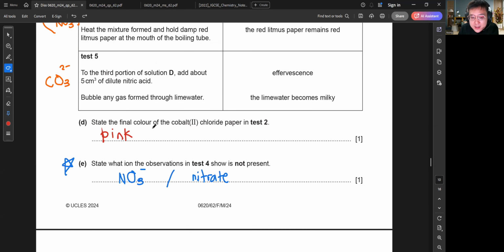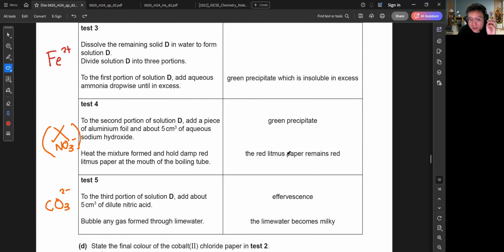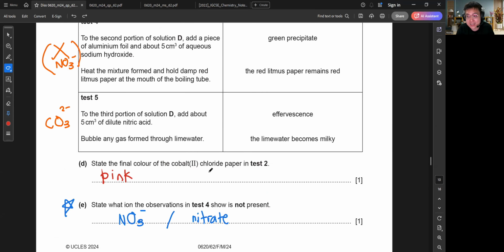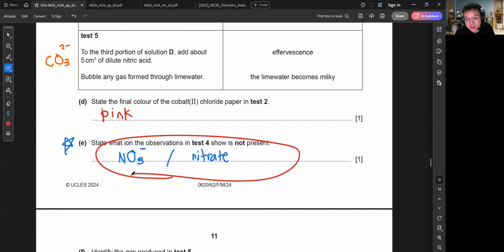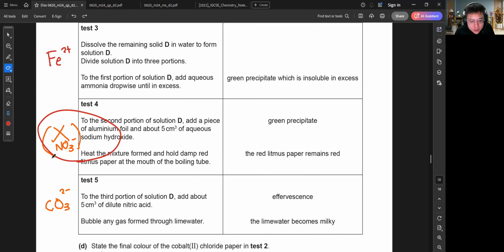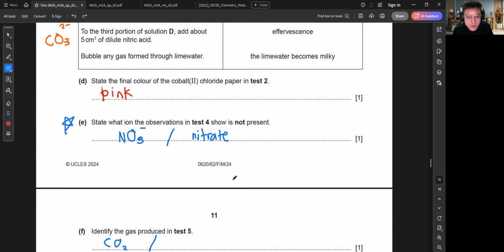Now let's come over here. State the final color of cobalt 2 chloride paper in test 2. So here they just say changes color, because down there they want to ask us. So this one you have to look back at the water chapter. When there's water, especially for cobalt 2 chloride, it will turn pink. This one you have to refer to your notes, all right? And then the next one is this one here. State what ion observations in test 4 is not present. So in test 4, it showed us that it is not NO3 minus. So either you write NO3 minus or you write nitrate with an ATE at the back. Make sure the letters at the back are correct.